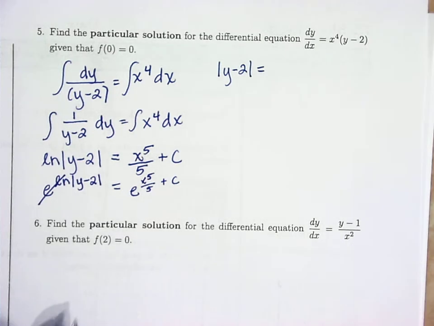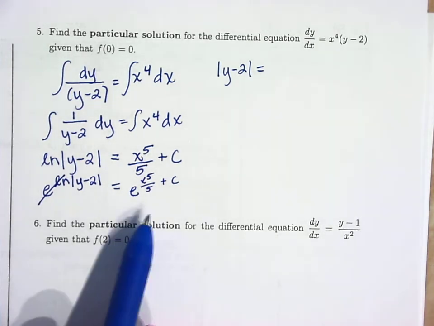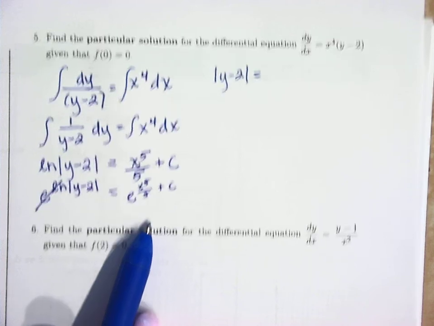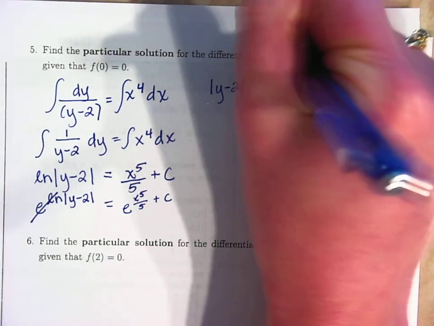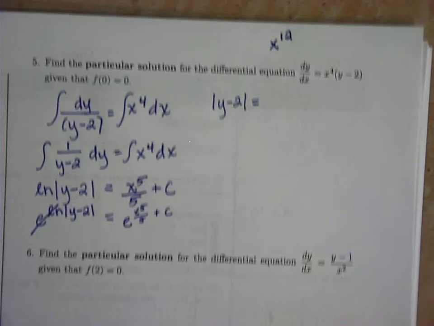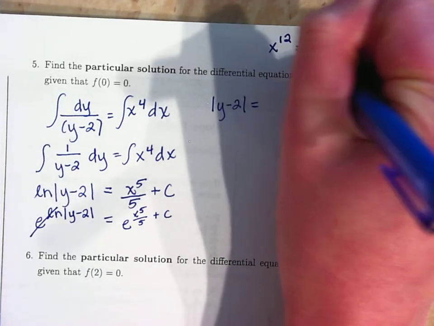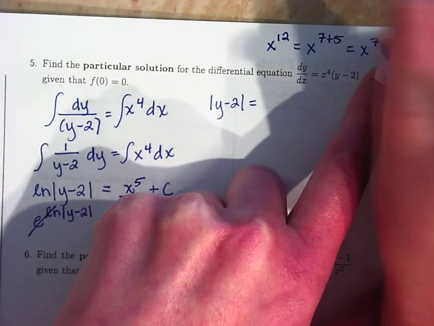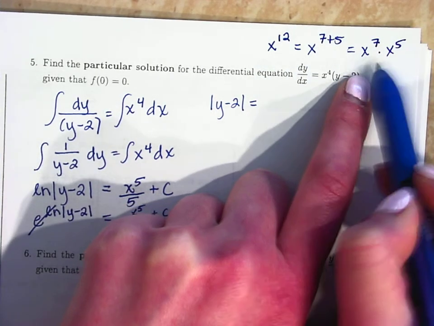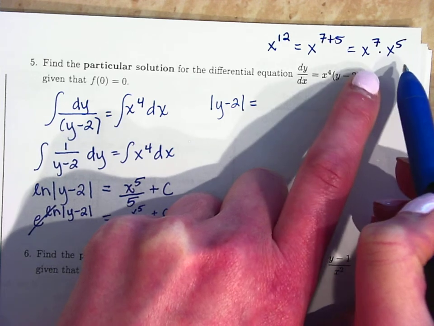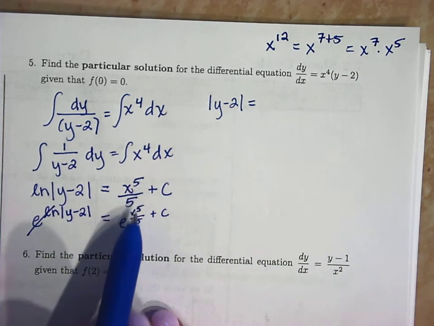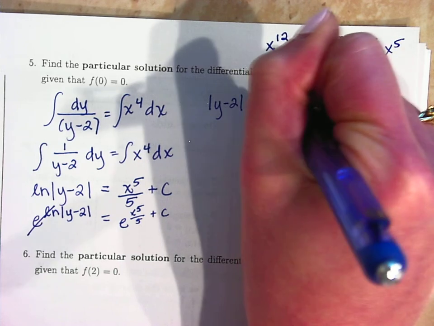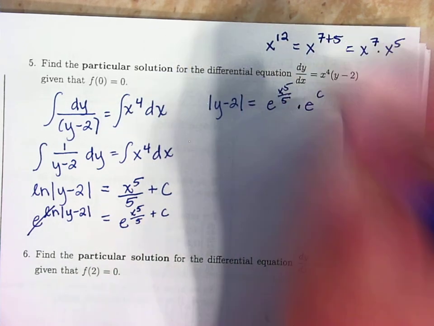Okay. On the right-hand side, I want to split this up a little bit. I have e all raised to x to the 5th over 5 plus c. Use your exponent rules. I think it's easier to see that if we have x to the 12th, for example, and I wanted to separate this, it is the same thing as x raised to the 7 plus 5, which is the exact same thing as x to the 7th times x to the 5th. When you multiply powers with the same base, you add the exponents. So e raised to the x to the 5th over 5 plus c, I can think of as e raised to the x to the 5th over 5 times e raised to the c.